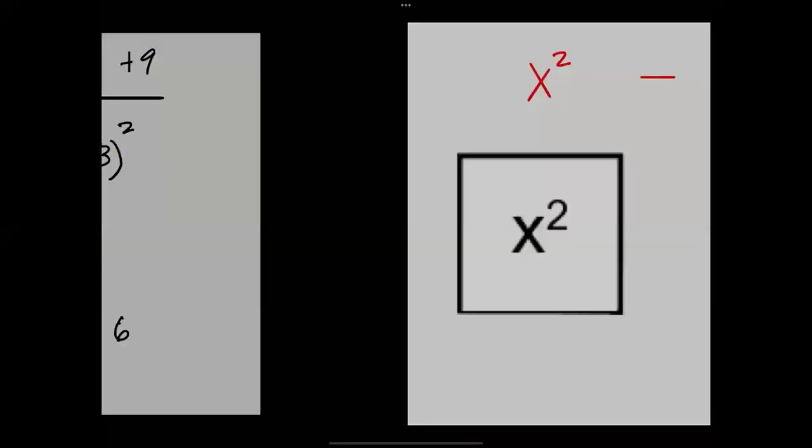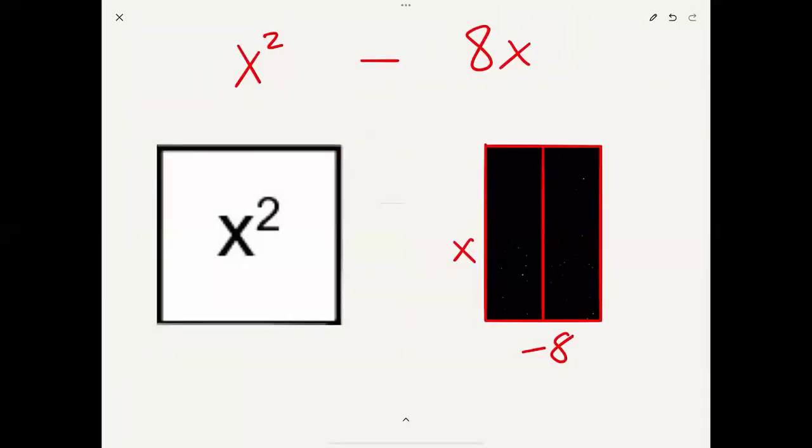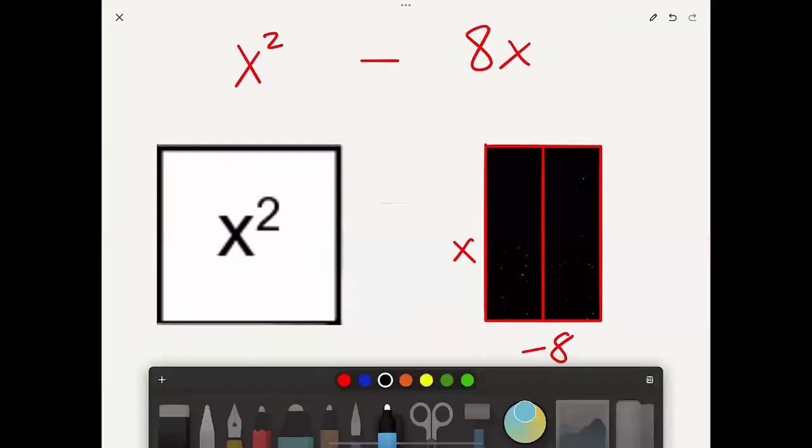This side times this side gives us the area of that bigger square. All right, now let's go one more. Now this may be a little hard to understand, but even if one of the sides is negative, you can still complete the square. So same thing. We have a side of x and one of the sides is a -8. So we're going to split that side in half. So it's going to be a -4 here, and a -4 here.